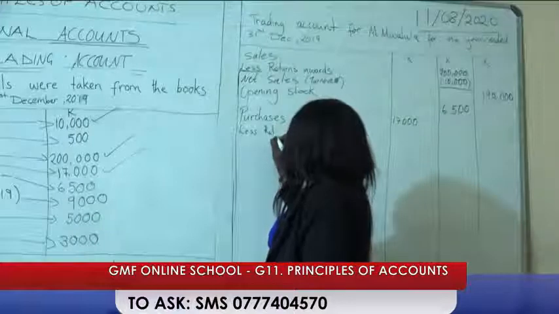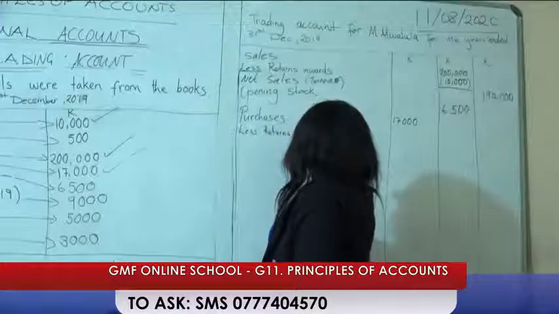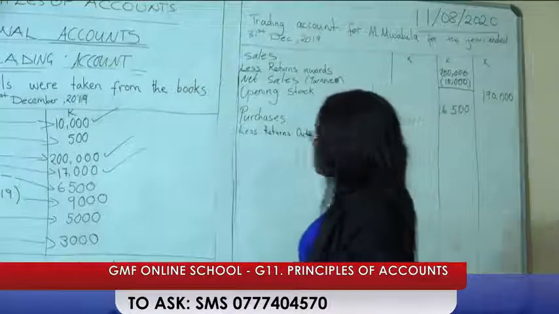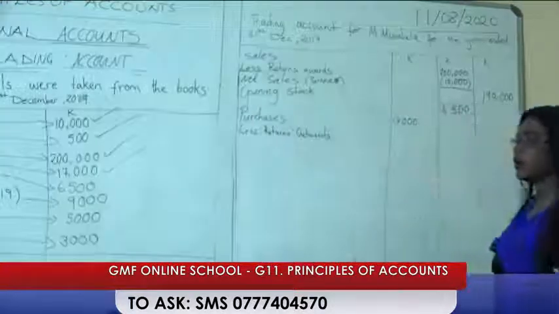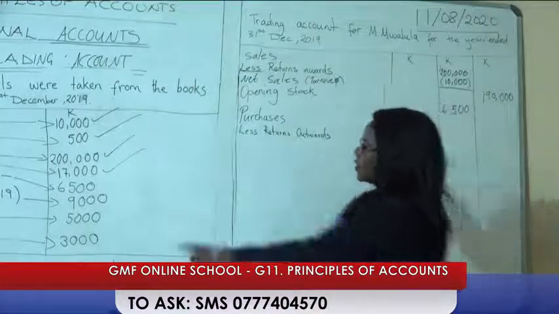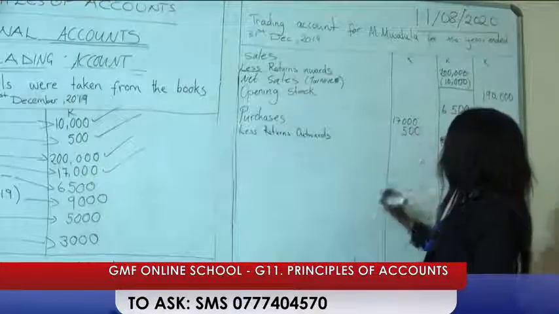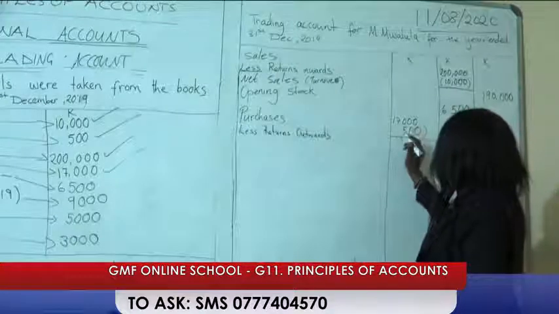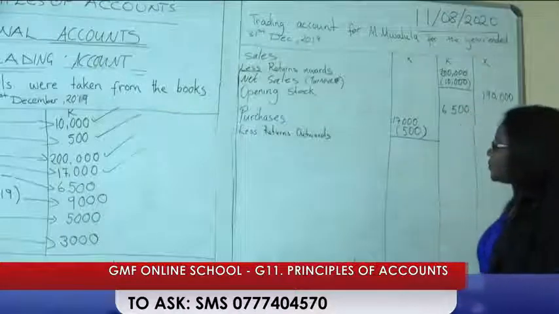returns outwards. What are our returns outwards there? These are the goods we are sending back to our suppliers. So how much are the returns outwards? Returns outwards, that's 500. Subtracting, the brackets there are helping us to know that we are subtracting that.